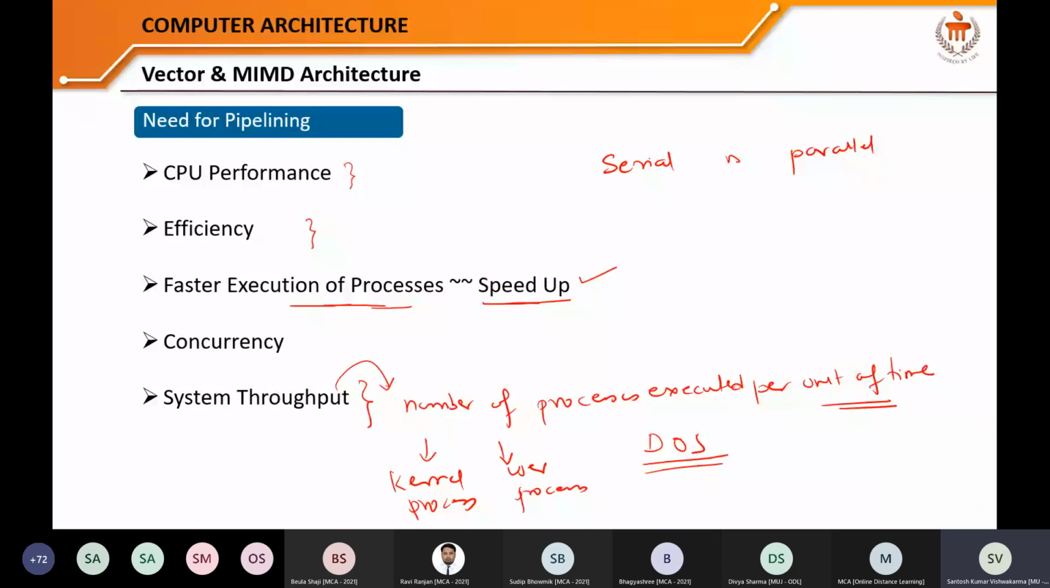So going back: CPU performance, the efficiency part, the faster execution of processes. And you can see one of the main advantages, as you can also find in the literature: pipelining increases the instruction throughput, which is the count of instructions completed per unit of time. So obviously the program runs faster, and in pipelining, several computations can run in distinct segments simultaneously. So let me go ahead with the slide contents.